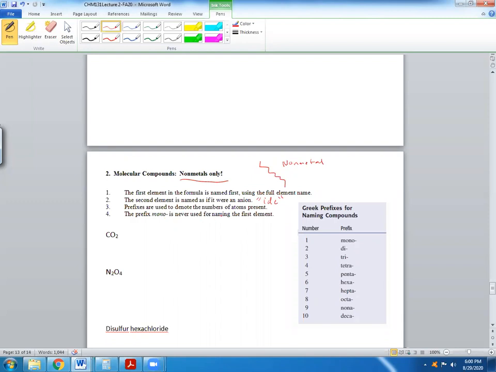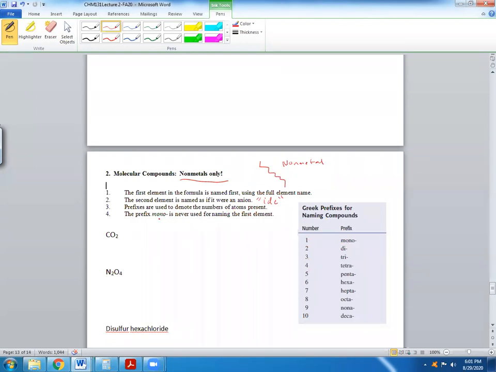Prefixes are used to denote the number of atoms present. So here they are. If you have one atom, you call it mono. If you have two, you call it di. Three, tri; four, tetra; all the way to ten, which is deca. So commit to memorizing this right here. You're actually going to need it, not only in this class, but outside of this class as well.